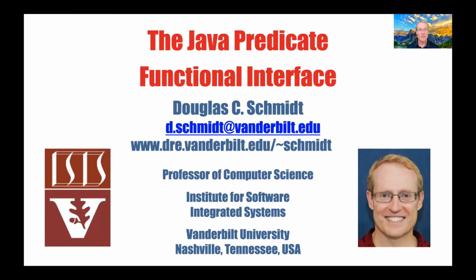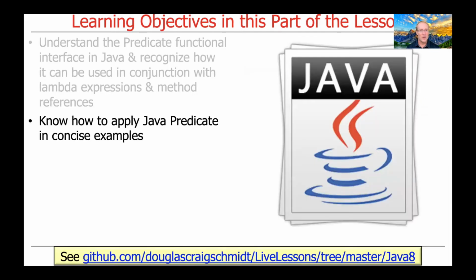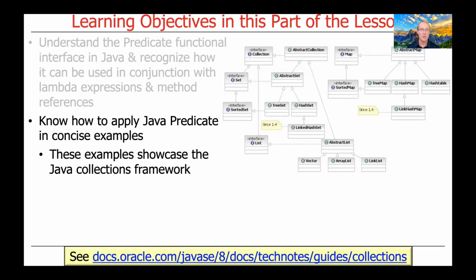We're now going to cover Java's Predicate functional interface. In this part of the lesson, we'll describe the structure and functionality of the Predicate functional interface and also show how it can be used in conjunction with Java lambda expressions and/or method references. As usual, all the code examples we're going to walk through can be found in my GitHub repository in open source form. These examples will also showcase some of the interesting features and classes in Java's collections framework.